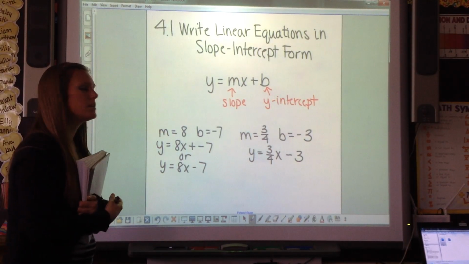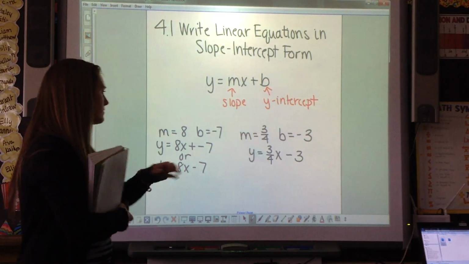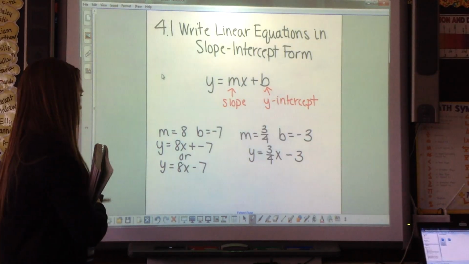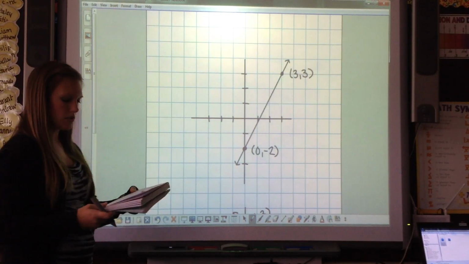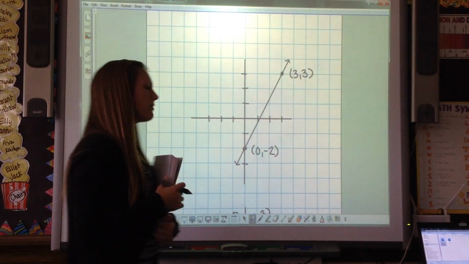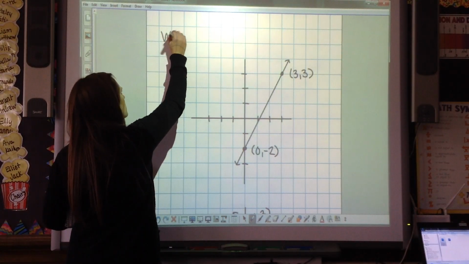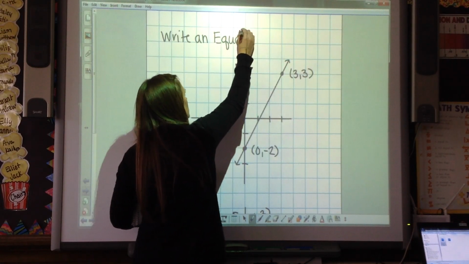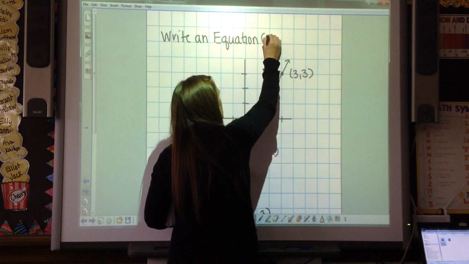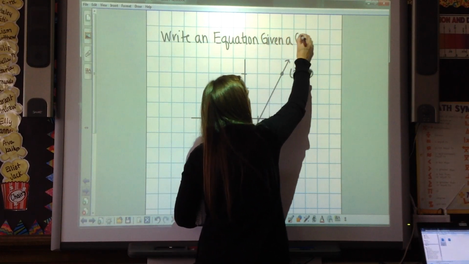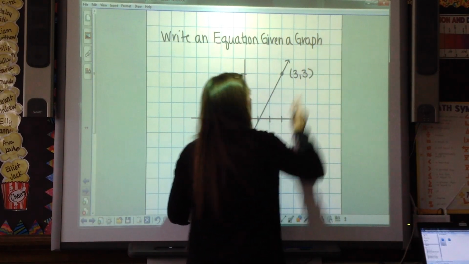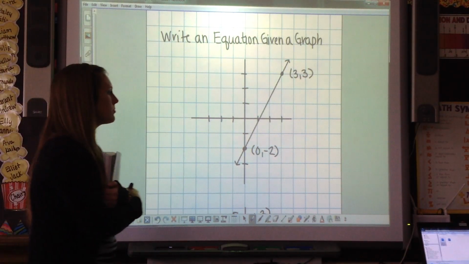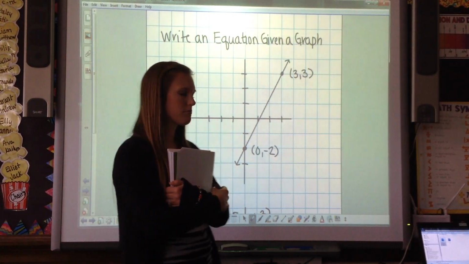Okay, so that was the easiest form. They're not always going to give you the slope and the y-intercept straight out. Sometimes you're going to have to find the information. So this section is called Write an equation given a graph. I do want you to make this graph in your notes. I know it's not going to be perfect because you don't have graph paper, but push pause now and make this graph.